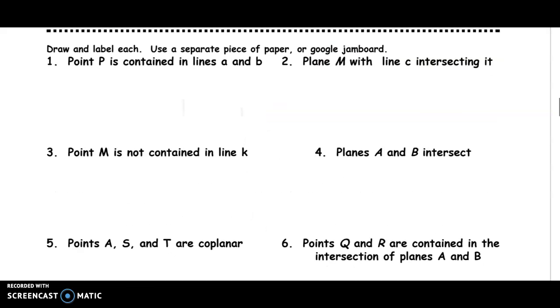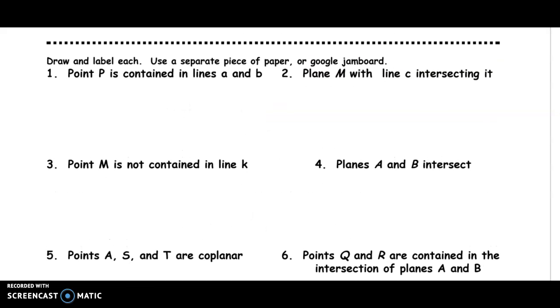And this is where it gets tricky, drawing these pieces out. And so in class, we're going to go through this. Some of them are easy to draw and some of them are not. So when we think about drawing point P as contained in lines A and B, that would just mean that P is your intersection point. So if this is line A and this is line B, then point P is the intersection point.